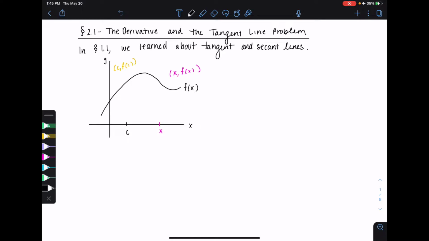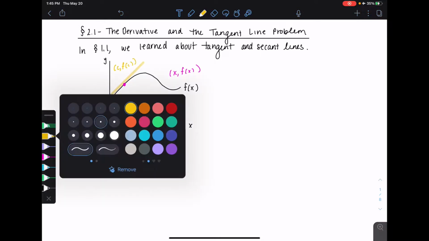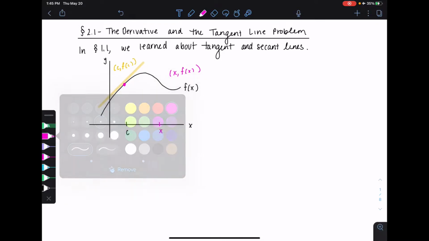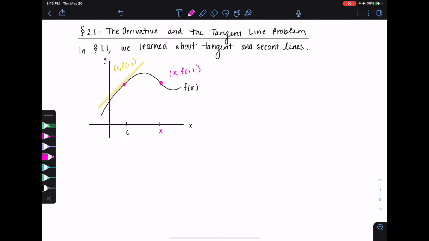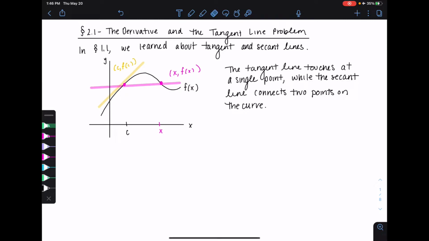So in our very first section, we learned about the difference between tangent and secant lines. If I have a particular point here, say at C, that tangent line is just going to touch at point C. While my secant line, say here at some point X, connects those two pieces. So my secant line will cut through these two, okay? The tangent line touches at a single point, while the secant line connects 2 points on the curve.